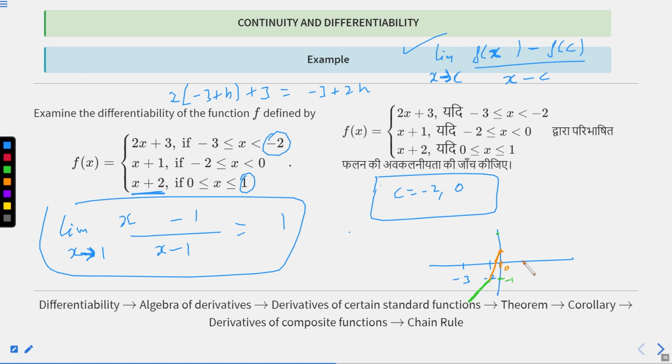Okay, now for 0 to 1, if x is 0, then y is 2. Say this is 1, and this is 2. Okay. And if x is 1, then y is 3. So far, so good. If x is 1, then y is 3. If x is 0, then y is 2.